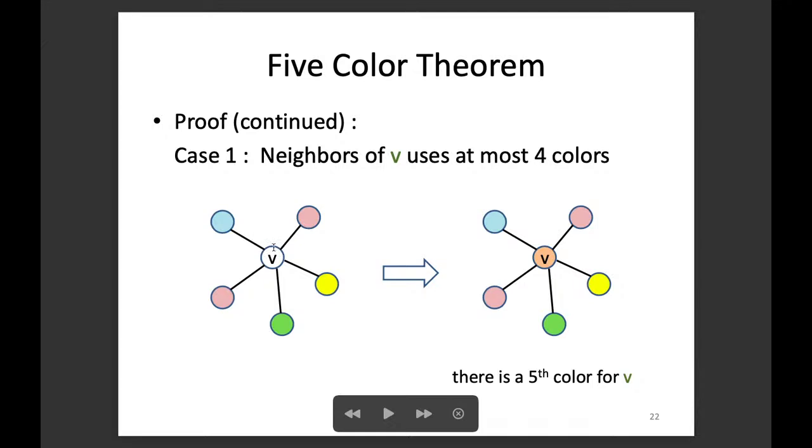Now, V has at most 5 neighbors, because the degree of V is at most 5. So if the neighbors of V use only 4 colors or fewer, then that means that we have one color to spare for V. So when we put V back, we just put V back using the color that we are not using. So in that case, this is a good case for us. This is the first case, case one, okay?